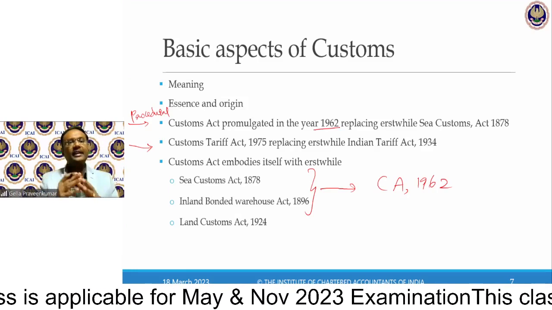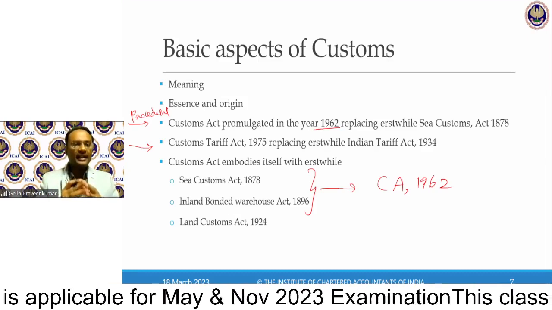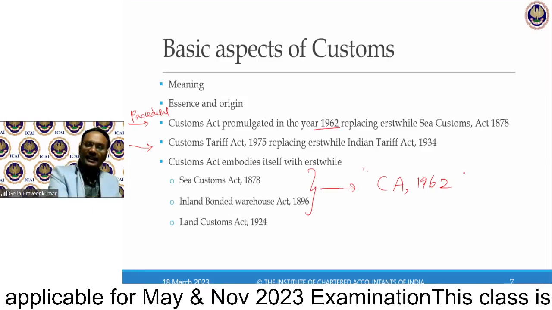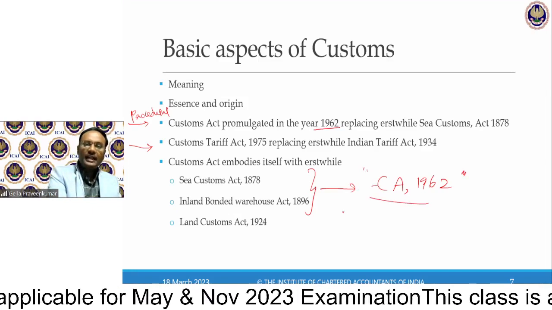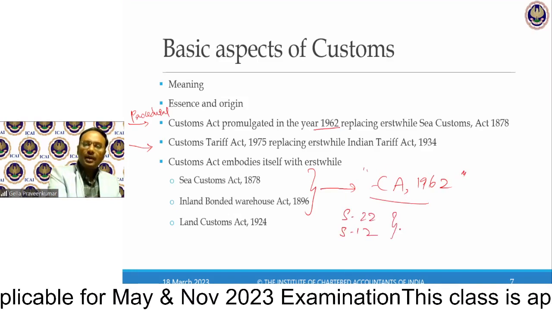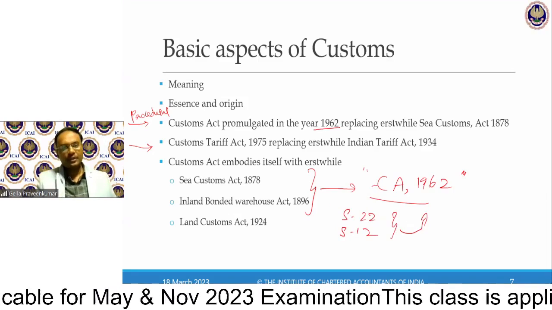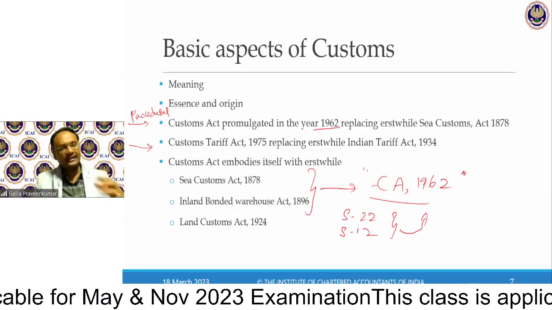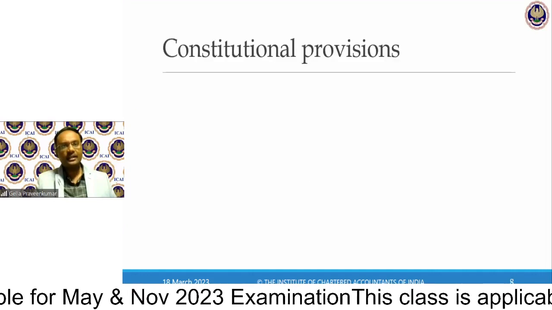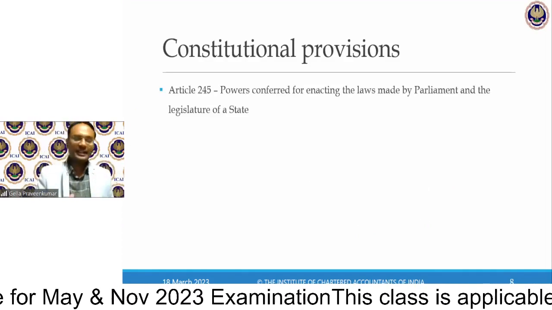Unless I specify Customs Tariff Act, please understand we are talking about the Customs Act 1962. So whenever I refer to, say, Section 22 or Section 12, these are provisions of the Customs Act 1962. Students, hope this is clear as to which act we are referring to. Clear?